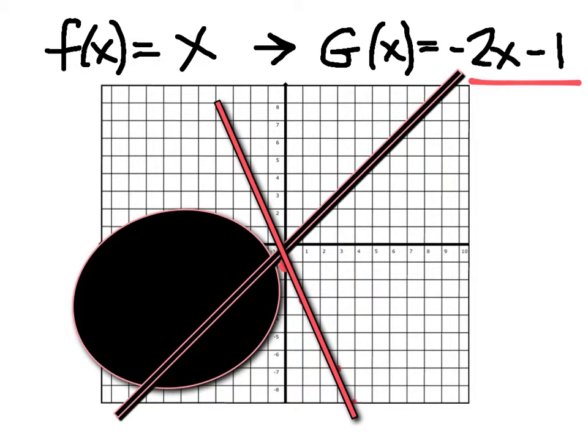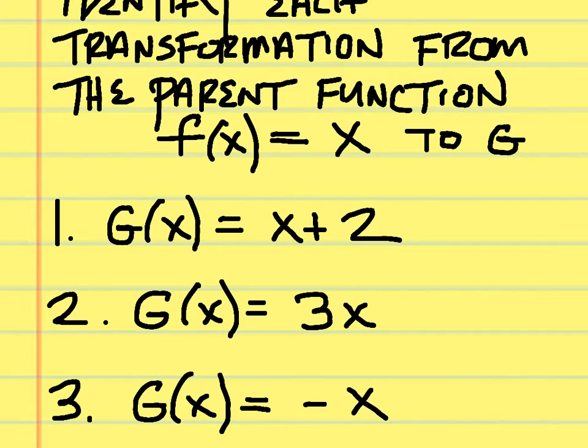That is a movement down, a vertical translation of 1 unit down, a reflection across the x-axis, and a vertical stretch by a factor of 2. Those are all 3 things you could use to describe that. For this first problem, you're adding a 2. So that's a vertical translation 2 units up.